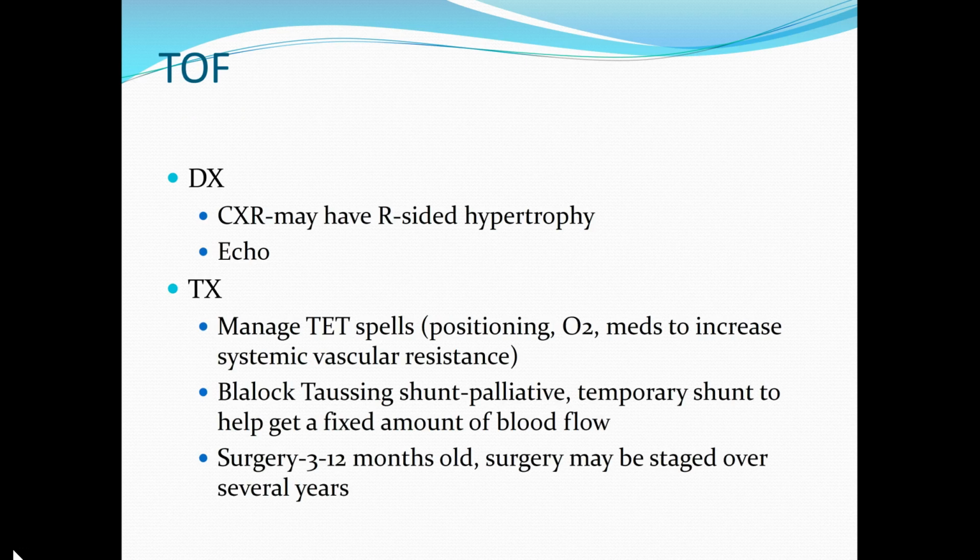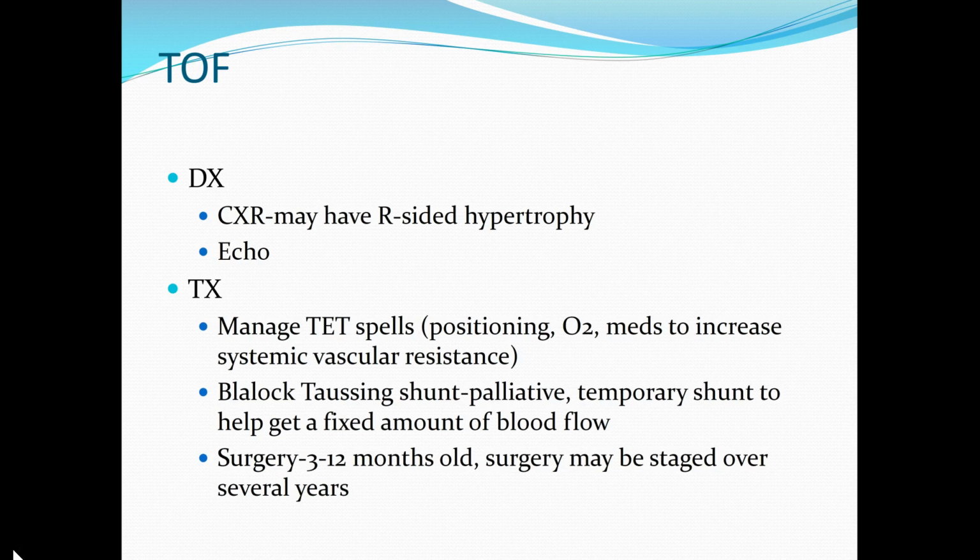So diagnosis, a chest x-ray might have right-sided hypertrophy or a prominent aorta if it's a big one. Again, the echo is going to let you visualize what's going on in the heart. Treatment, you're going to want to manage those TET spells, so with positioning, with oxygen, meds to increase systemic vascular resistance.